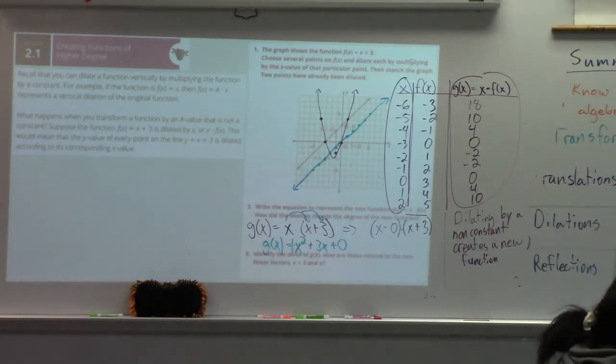One really important point. Notice there was, and so it was -2, -2 as well. So that's also a point. So the vertex is somewhere in between those two.